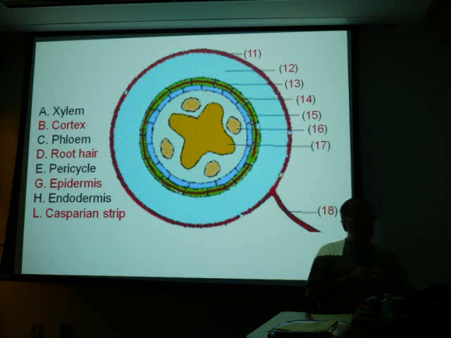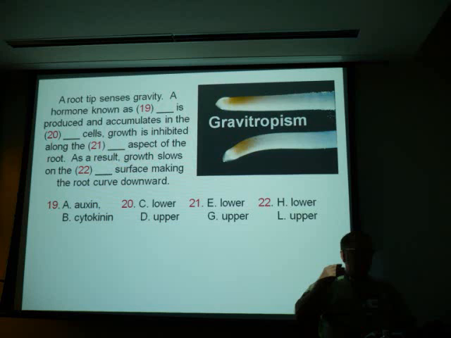And these same words, I do believe, were on the last page, but there's no root hair on that one. Now, if you look at this one, you're going to see that the hormone is known as auxin. And it accumulates on the lower cell. All right. So growth is inhibited on the lower cell. As a result, it slows the growth on the lower surface and it curves down. It's lower.